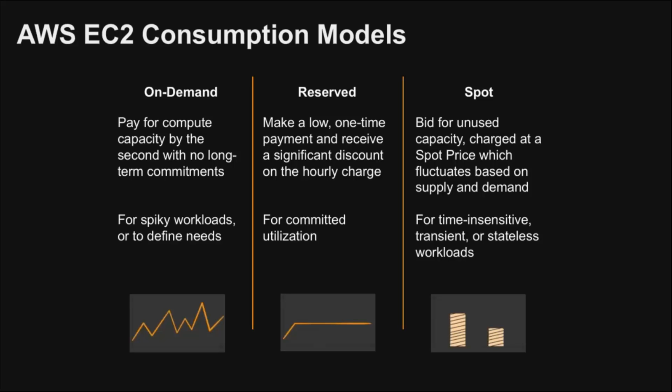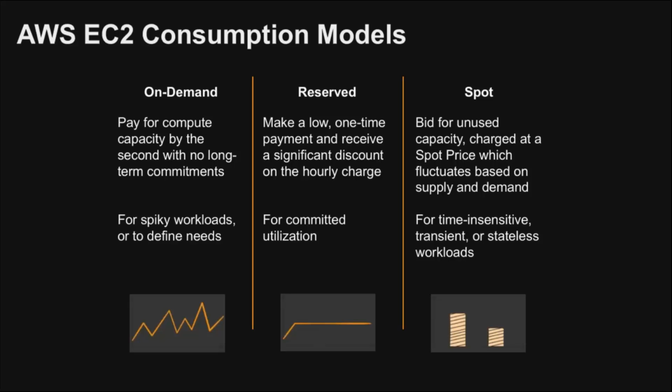If you know that you're going to be using the machine for a long period of time, so it's not a spiky workload, but it's a committed utilization, I just need this machine up running all the time, then it's worthwhile to look into reserved. Reserved is when you will pay up front some portion of your commitment, and for that, AWS will give you a discount. And the discount will range from 50, 60, up to 70% of your on-demand price.